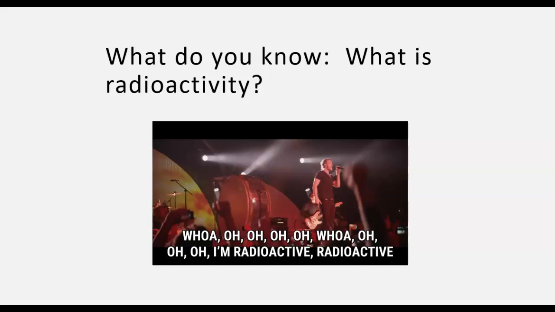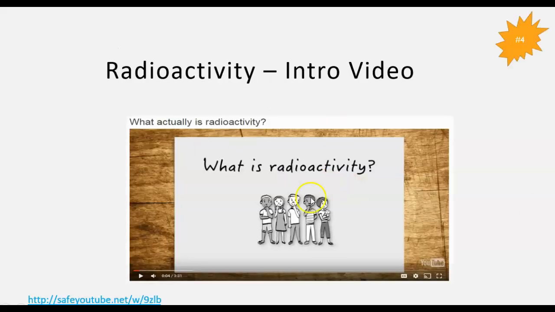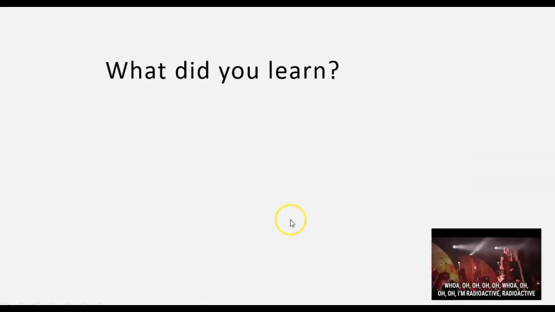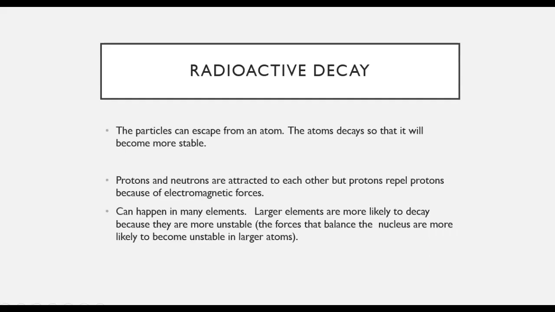I'm sure you've heard it before, at least the word. So think about what you already know. Then go in and compare it with the video. This is an introductory video on radioactivity. And then list out in your notes what you learned. It's really important to take that time to think, this is what I know and this is what's new, because it helps your brain store the new information and add to what you already know. So particles want to escape from an atom when they're unstable. That's called radioactive decay. It wants to become more stable.